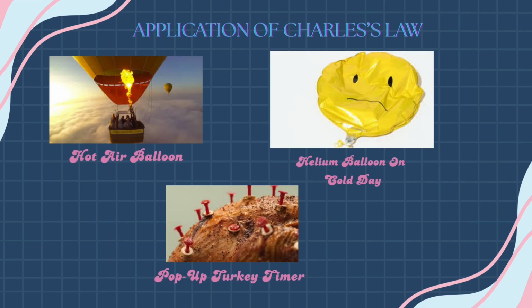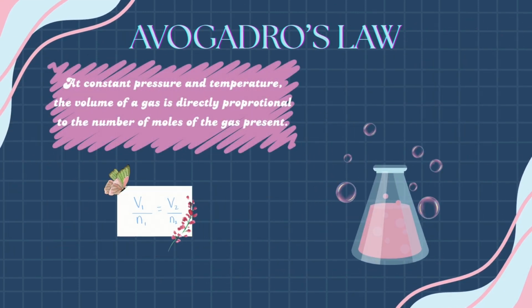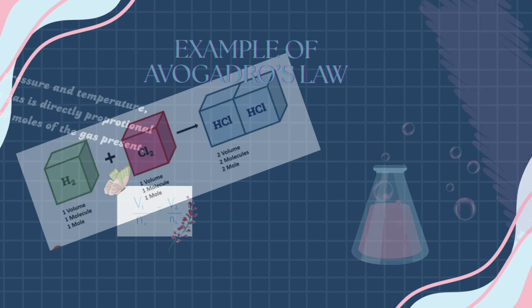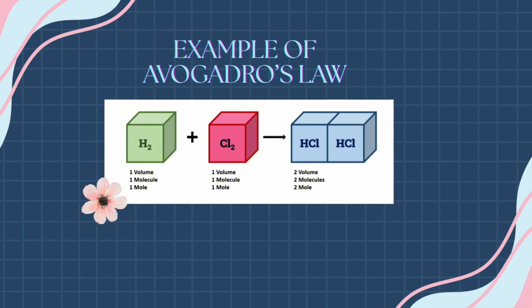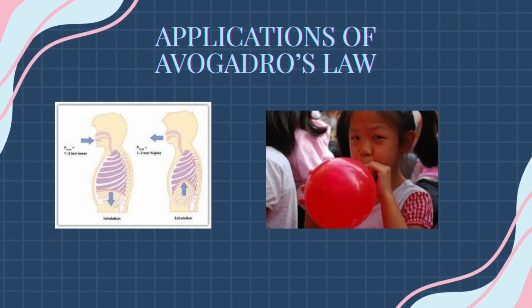Next, applications of Charles's law. First, the hot air balloon. Second, a helium balloon on a cool day. And third, the pop-up turkey timer. Avogadro's law. At constant pressure and temperature, the volume of a gas is directly proportional to the number of moles of the gas present. This is an example of Avogadro's law, and this is an application of Avogadro's law.